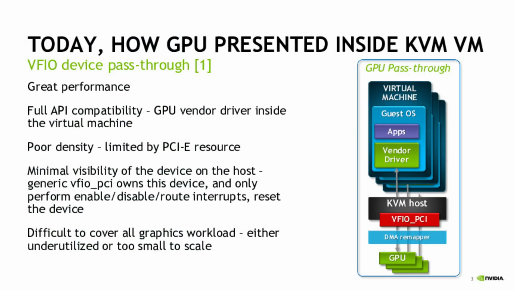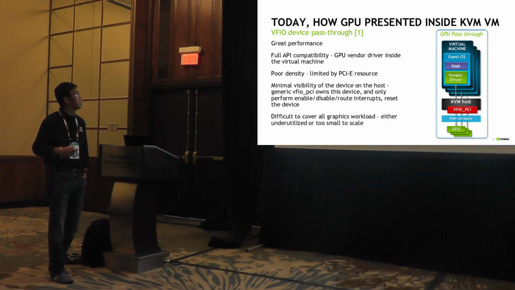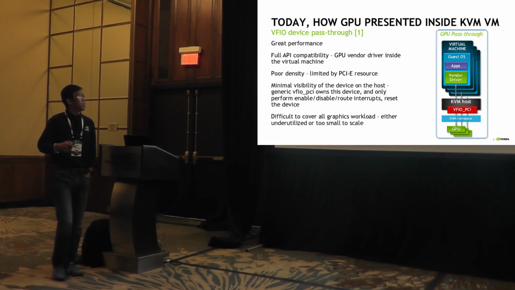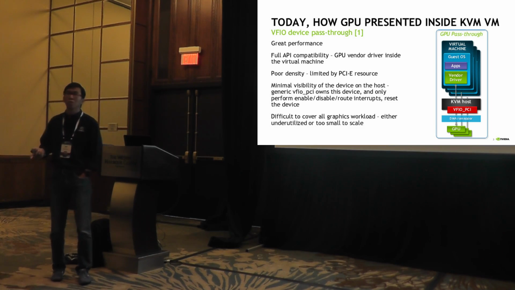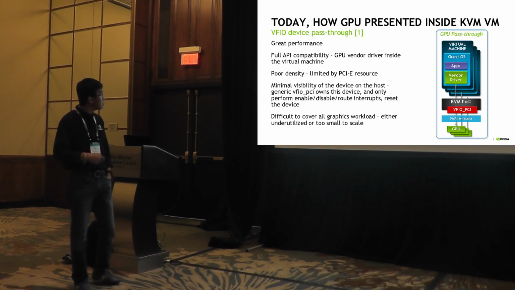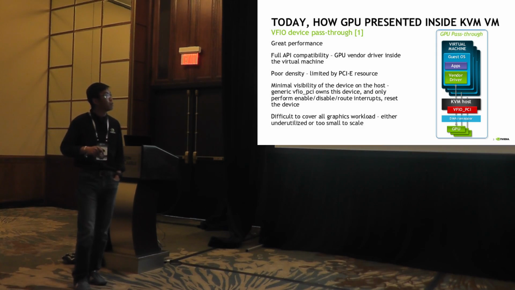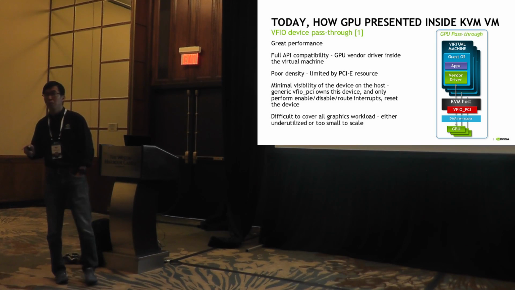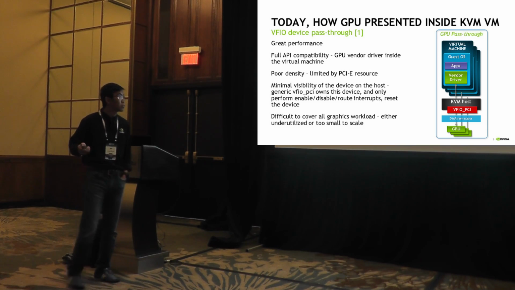So let's take a look at what today's GPU inside the KVM virtual machines looks like. Obviously, we are using the VFIO device pass-through. I have the reference about yesterday Alex's talk, so you can see the details there. With this framework, yes, you get great performance, right? The GPU is directly assigned to the virtual machines. You completely own the GPU. And also you get full API compatibility. Because you have a vendor driver running inside the virtual machine, the application you used to run on bare metal should just run here without any modification. So those are all good things.